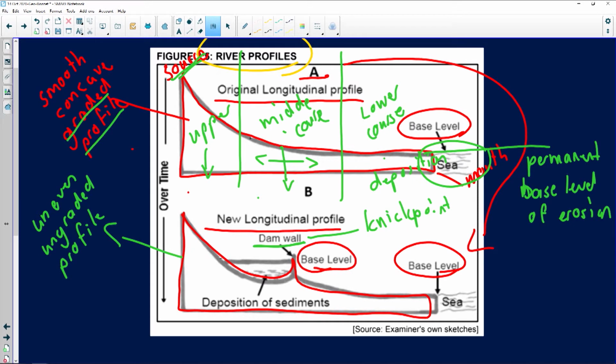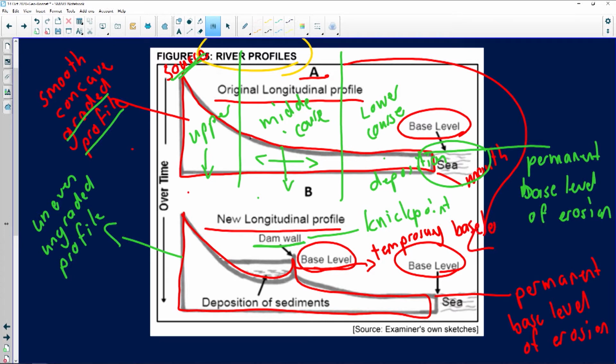Okay. Now, keep in mind, permanent base level of erosion will always be at the mouth. So it stays permanent base level of erosion at the mouth of the river. But the dam wall that's been created over here, they've created a temporary base level of erosion. Okay. Why? Because they created a nick point.